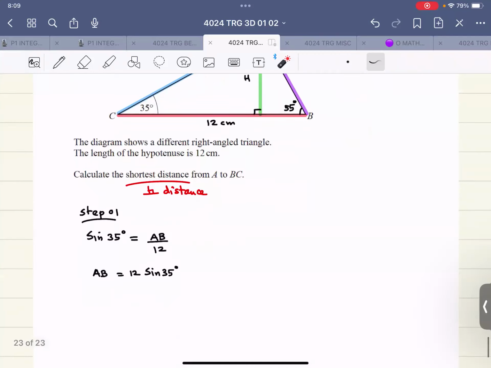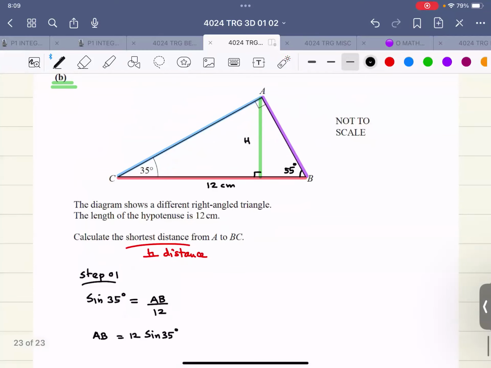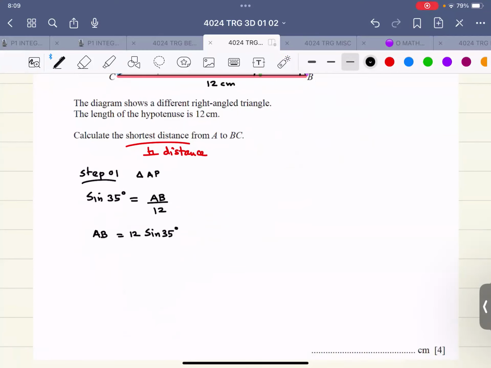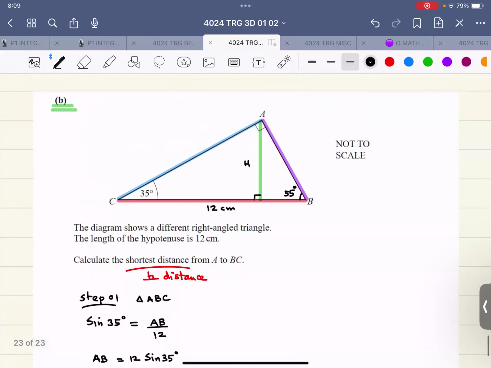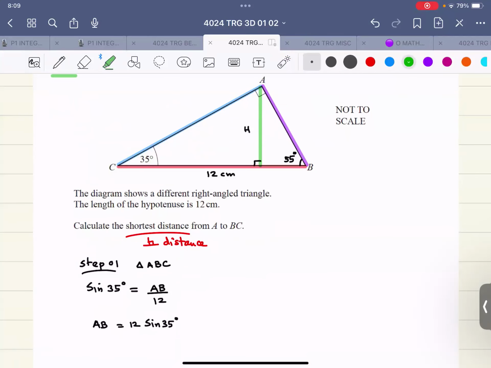So step 1 is basically using the big triangle, that is triangle ABC. For this one, I'm using this triangle. Let me draw it over here. That is the green one, and that's partially the red one. And then I'm interested in this purple one. Hold for a second. So that's how this is drawn.